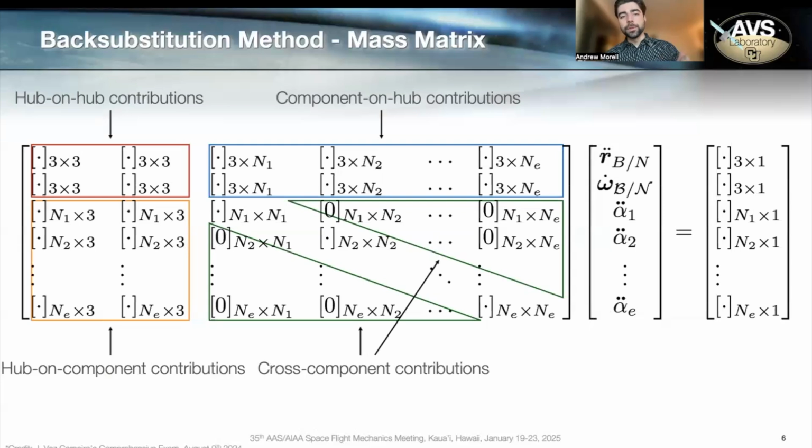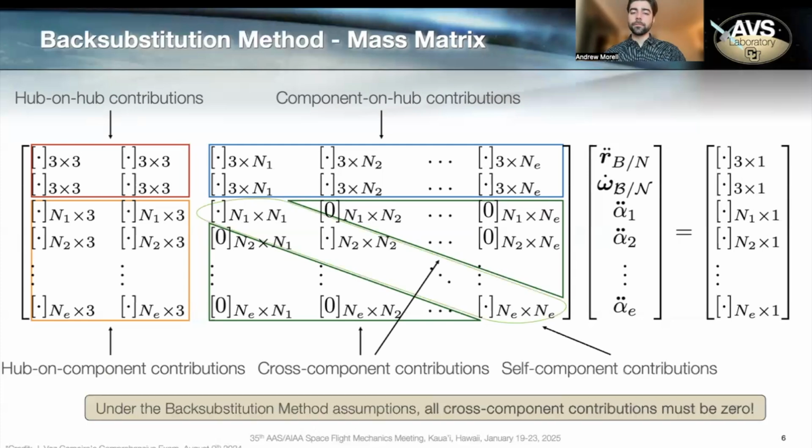So what we want to do is preserve that so that we can still maintain this computational efficiency of the back-substitution method, as well as its modularity, by just augmenting dynamic effectors being attached to state effectors, such that what we're actually only changing is what happens on the right-hand side of this equation, and not altering the fact that these cross-component contributions remain zero.